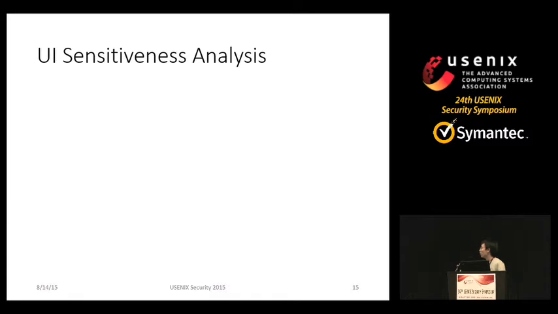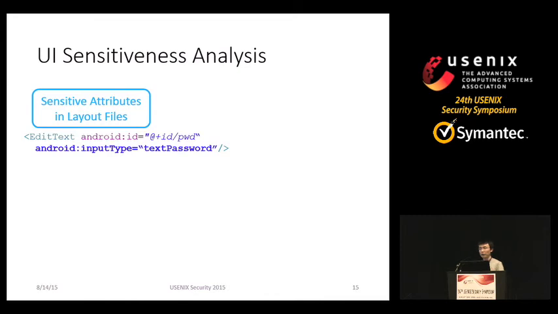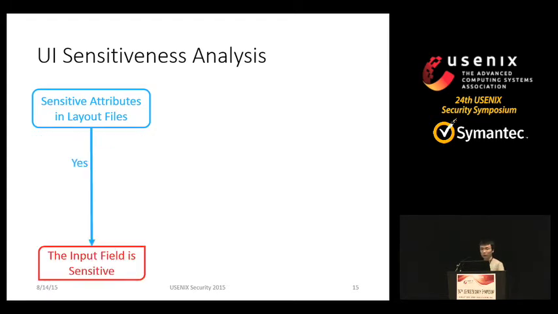Then, with all the information we've gotten, SUPOR tries to determine if the input field contains sensitive data. It performs a 3-step sensitiveness analysis. At first, it tries to check whether the UI widgets contain some attributes that can indicate the sensitiveness of the data. This is an example of a sensitive input field.